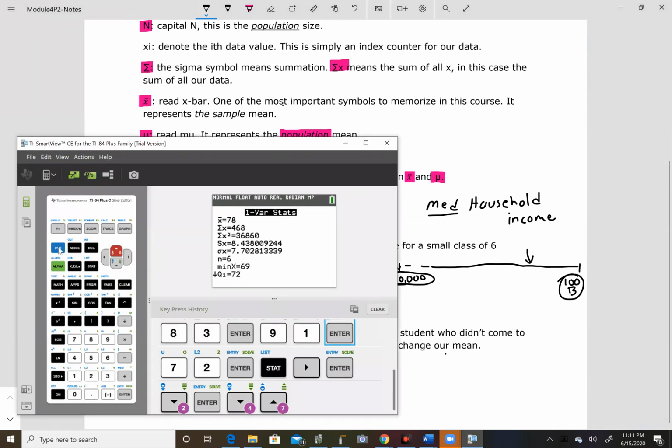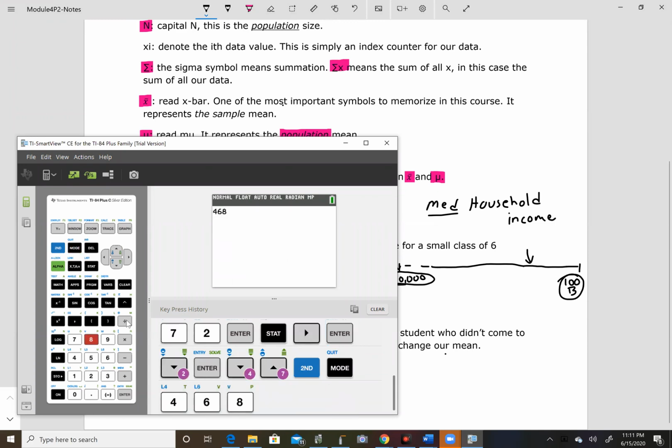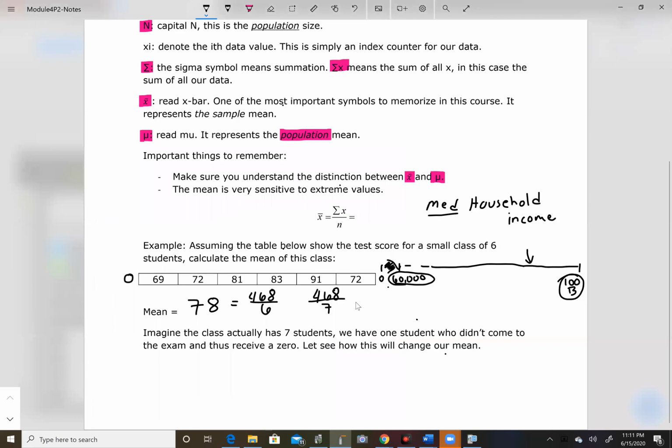Let's go back to the regular calculator page, and I'm going to do 468 divided by 7. And so if somebody got a 0, that's going to drag our mean score down to 66.86 approximately. So you use approximately when you round because it's not going to be an exact answer. Okay, so that 0 brought the whole mean down.